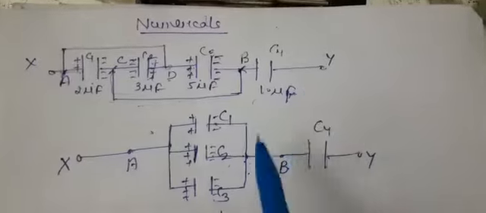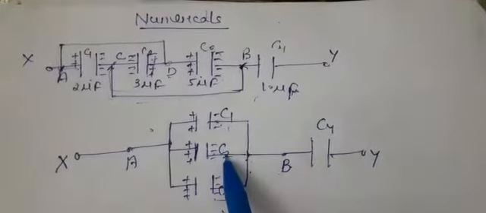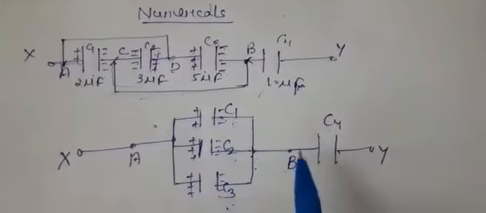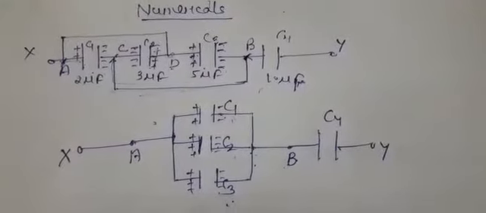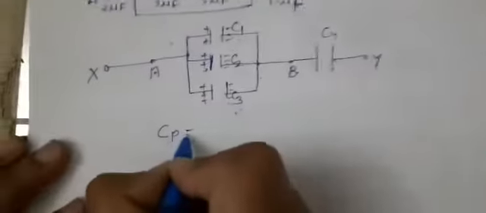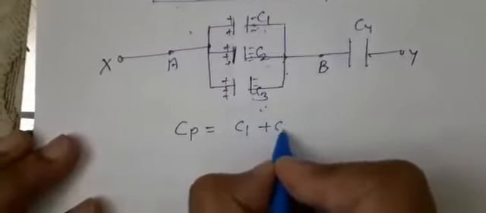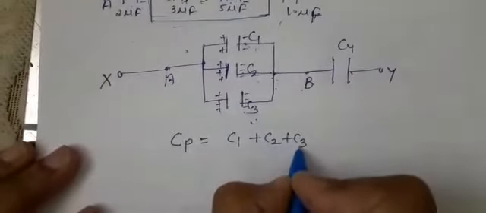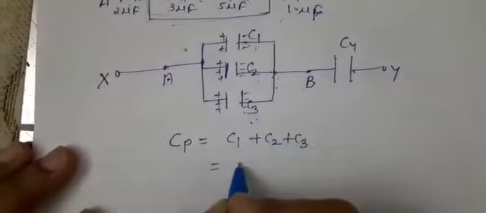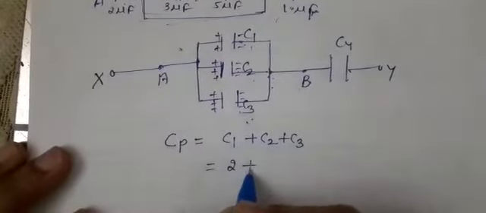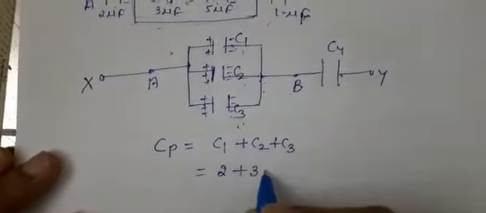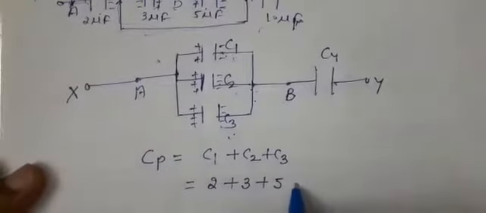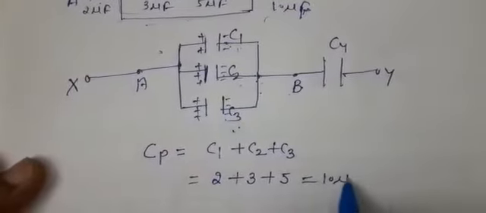So you can say that C1, C2 and C3 are connected in parallel. Now recall the formula. For this parallel combination, what will be the equivalent capacitance? C1 plus C2 plus C3. The value of C1 is 2 microfarad, C2 is 3 microfarad, and C3 is 5 microfarad. So the total is 10 microfarad.